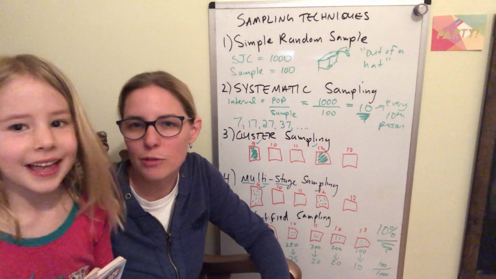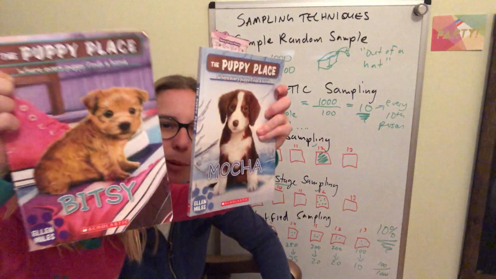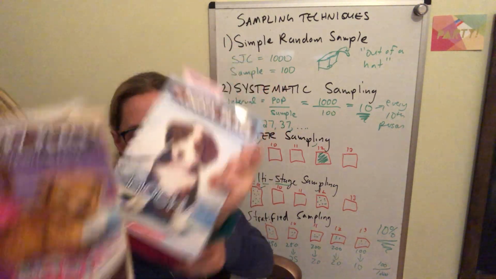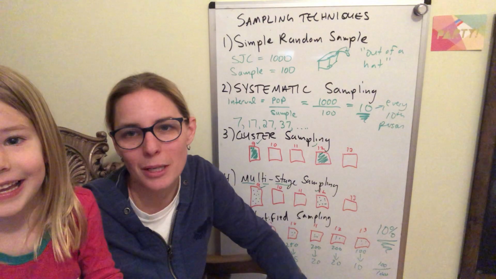Morgan's going to show you what book she's reading for homeschool. Puppy. All about puppies. What was that one called? Mocha and Bitsy. Mocha and Bitsy. Okay, so if you're looking for a book, pick up Mocha and Bitsy.